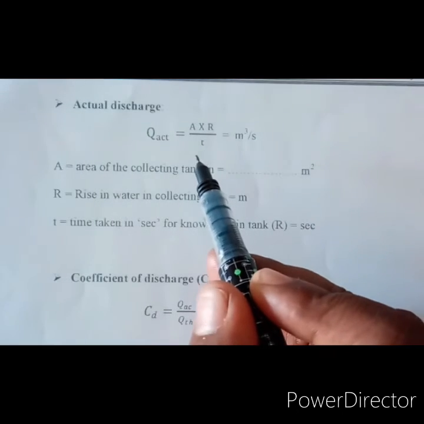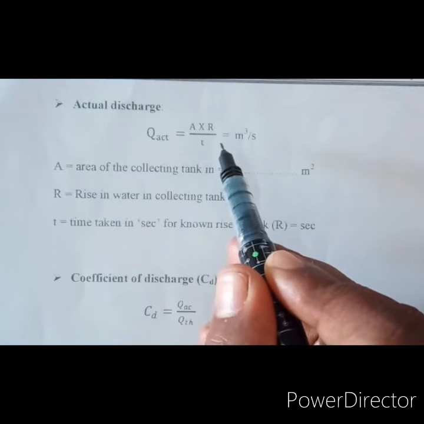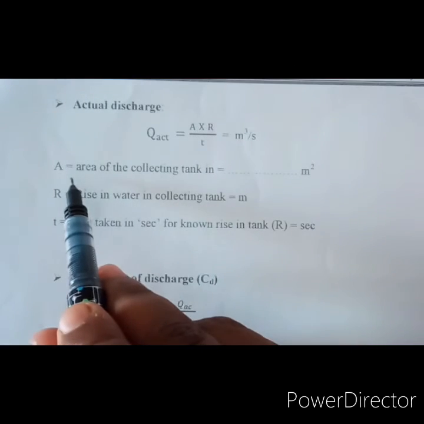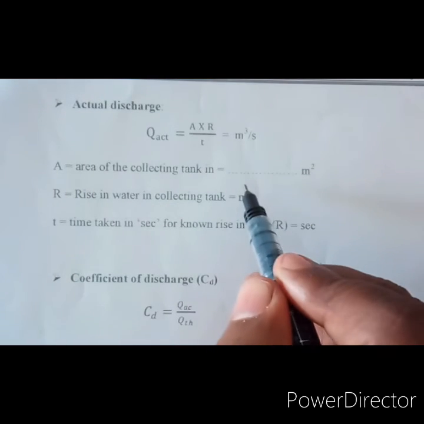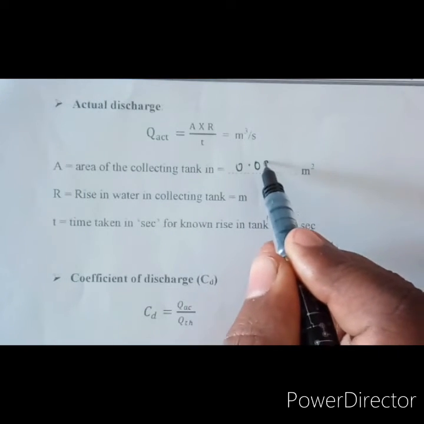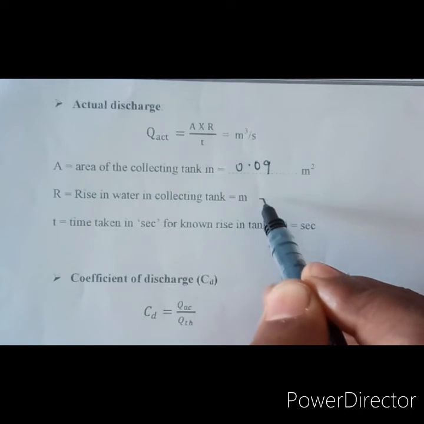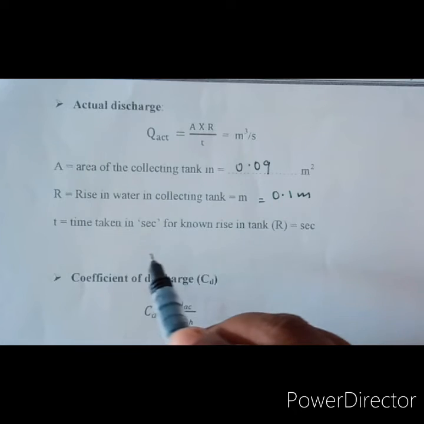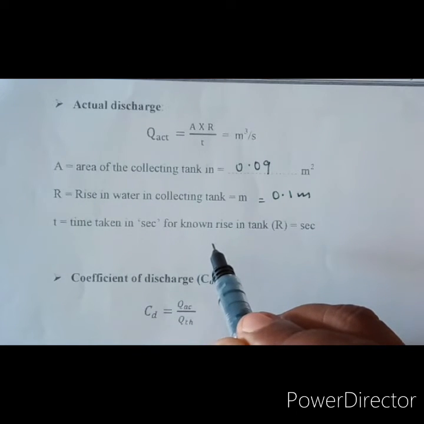The actual discharge through a Venturimeter is given by the formula Q actual is equal to A into R divided by T, where A is the area of the collecting tank, which is taken as 0.09 meter square. R is the rise in water in the collecting tank, which is taken as 0.1 meter, and T is the time taken for the R, that is the time taken for a 10 centimeter rise in the collecting tank.